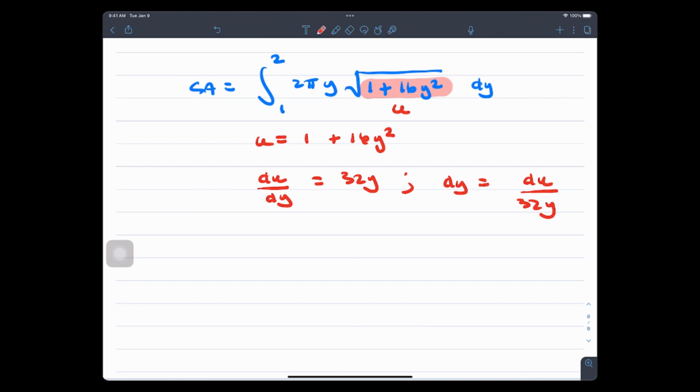What do you guys notice? We're going to have to change our limits. So to change our limits now, what do we get here? If y is 1, what is u going to be? 17. Good. Now, if y is 2, what is u going to be? 1 plus, what is 2 squared? 4. What's 4 times 16? Yeah, that'll be 65. Okay, good.